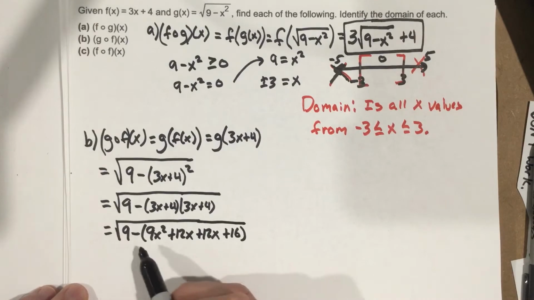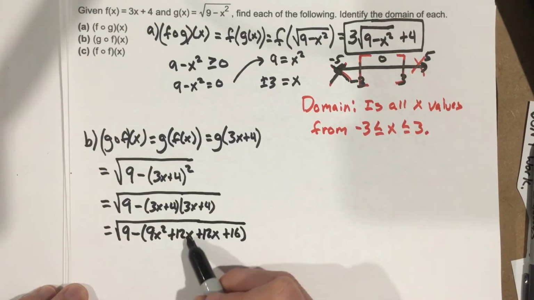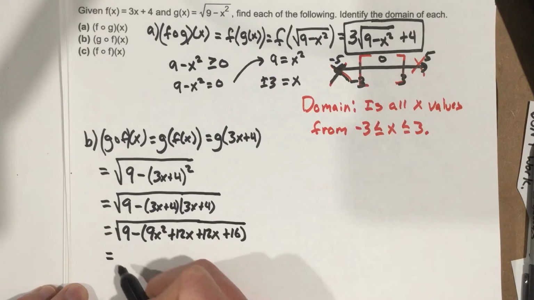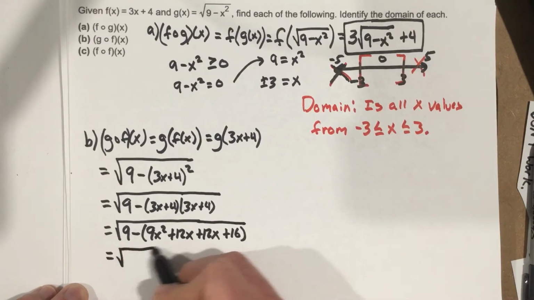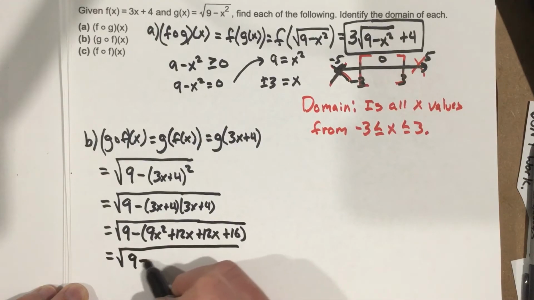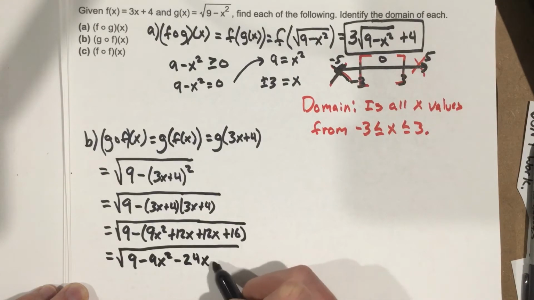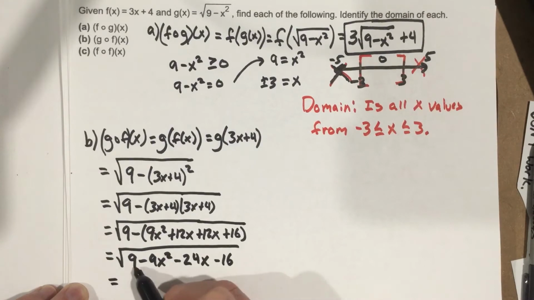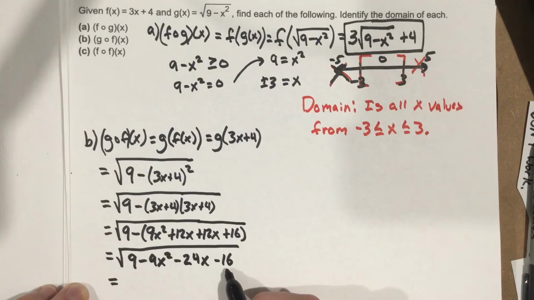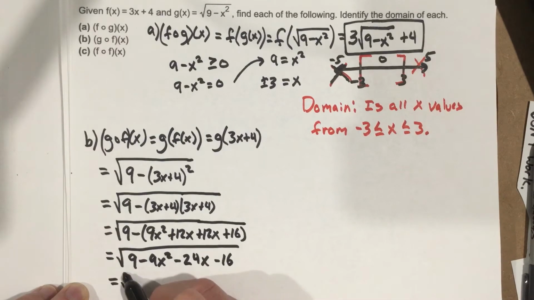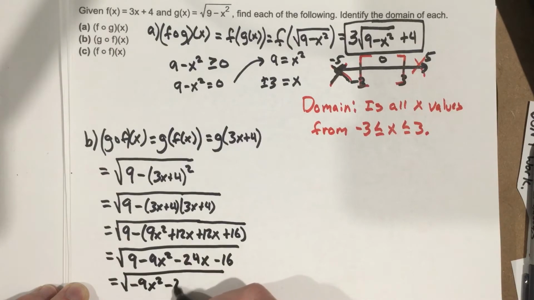Now I can distribute that negative at the same time that I combine this. This will be 24. So I end up with root 9 minus 9x squared minus 24x minus 16. I combine these together, 9 and negative 16, and I'll end up with negative 7. So I get root negative 9x squared minus 24x minus 7.